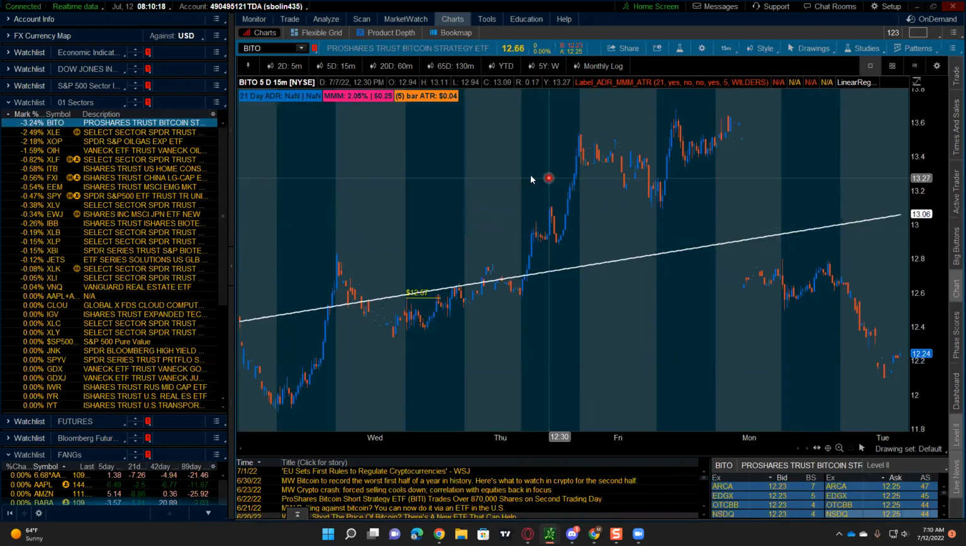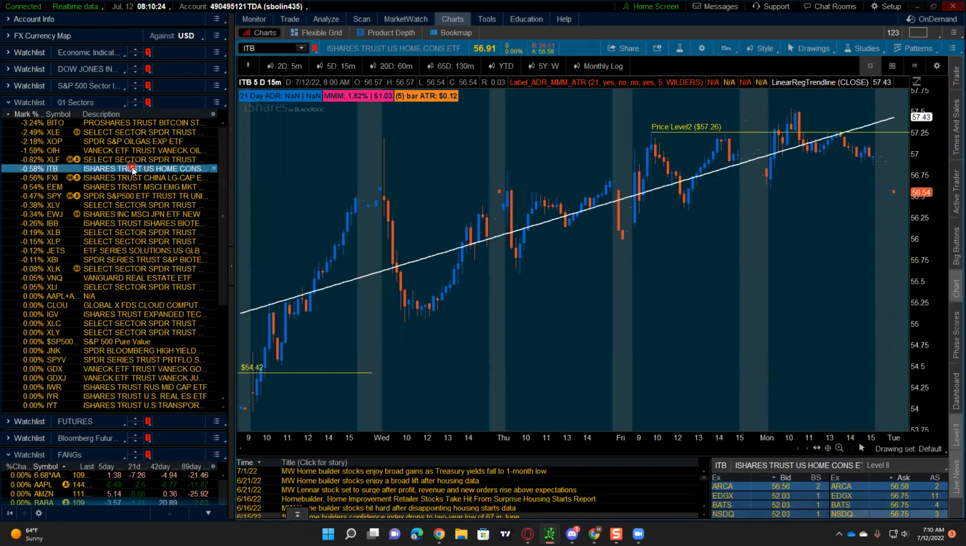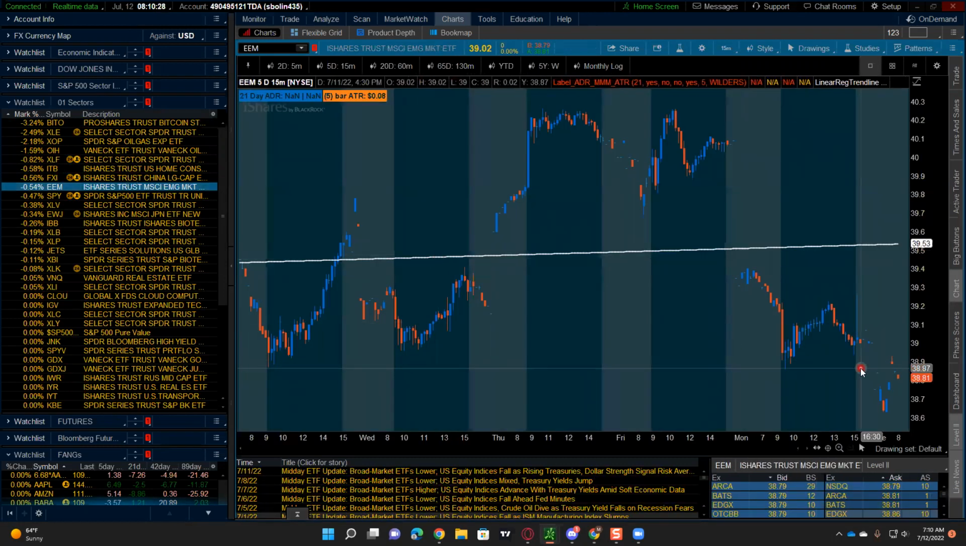Bitcoin down 3.25. And the rest of these, I really don't think they have enough prints to even count. EEM, emerging markets, we tend to use this for our global perspective.